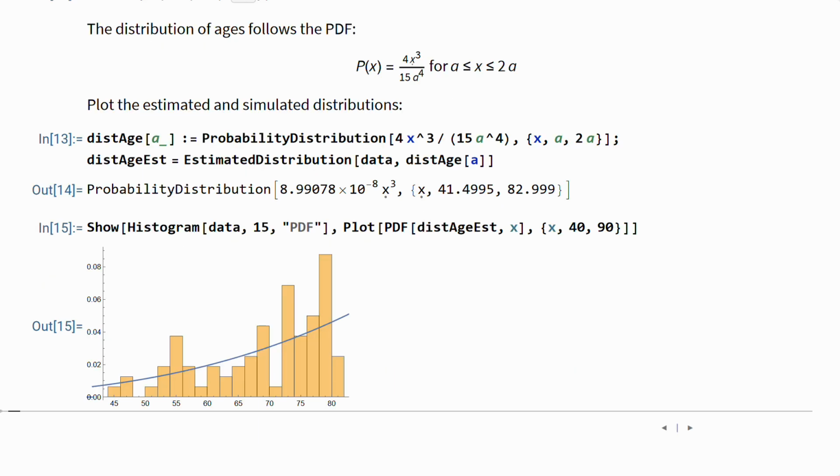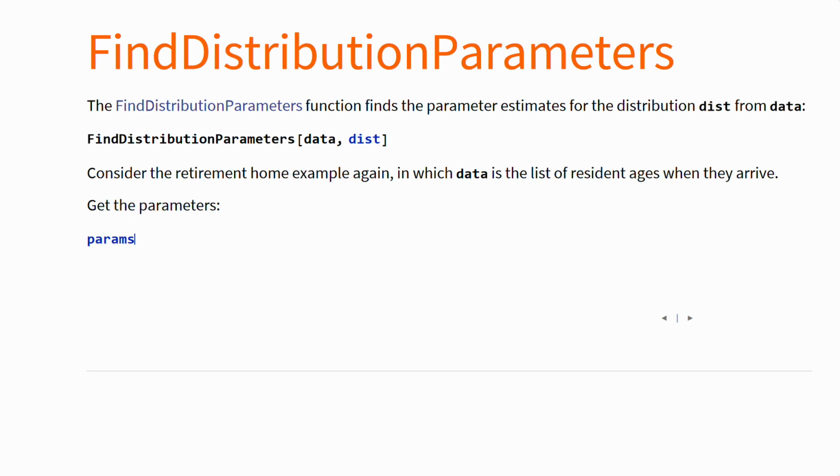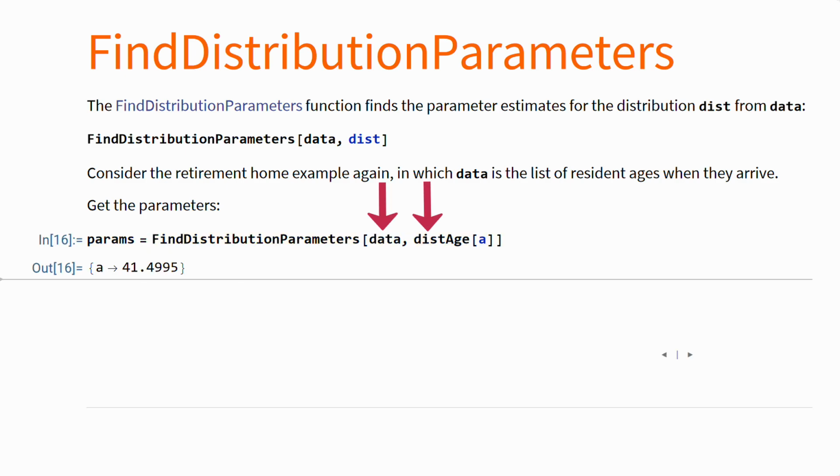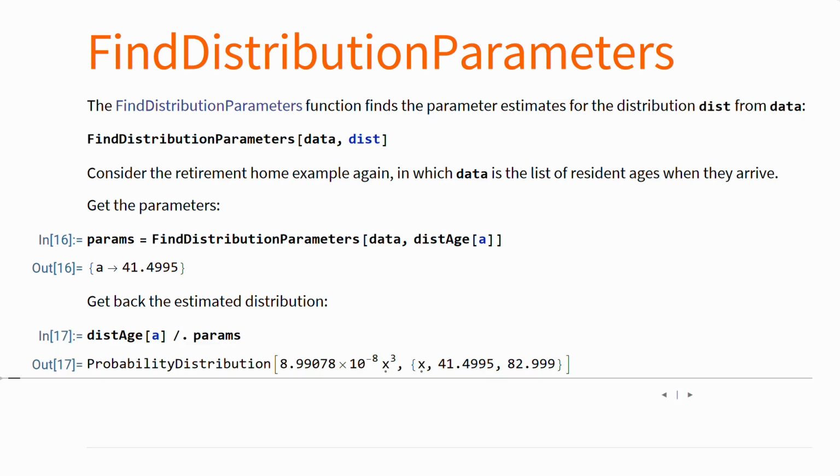With EstimatedDistribution, you get an estimated distribution back. But what about the parameters? What value of a did the algorithm choose for the past example? To get the parameter values, use the FindDistributionParameters function. If you just apply it on the data given and the age distribution, you get each parameter and their estimated value. If you just write the distribution and replace the parameters by their estimated value, you get back the estimated distribution.